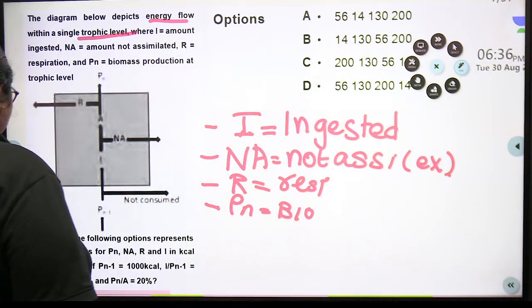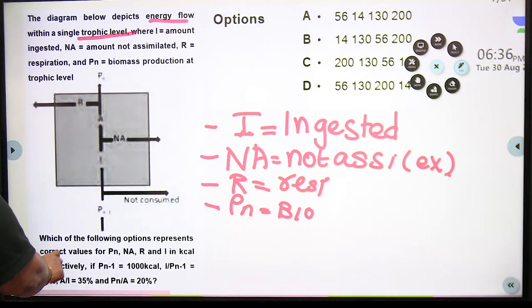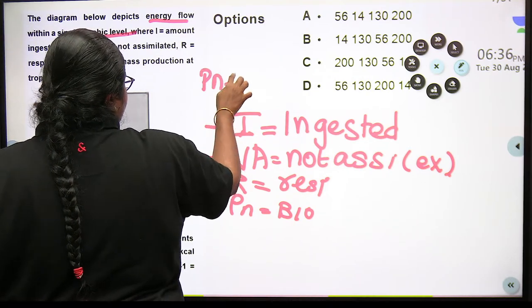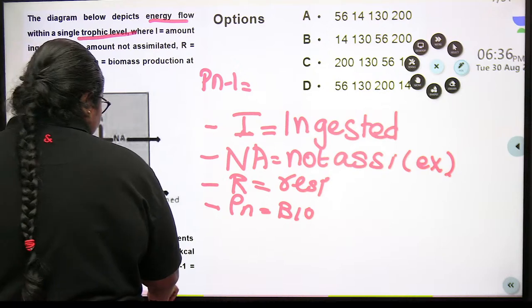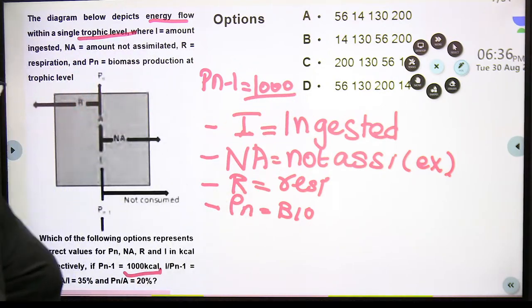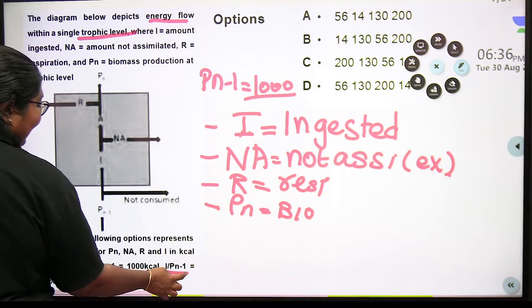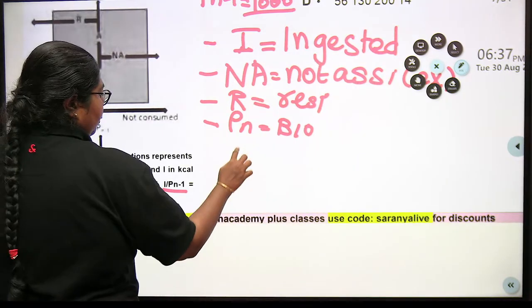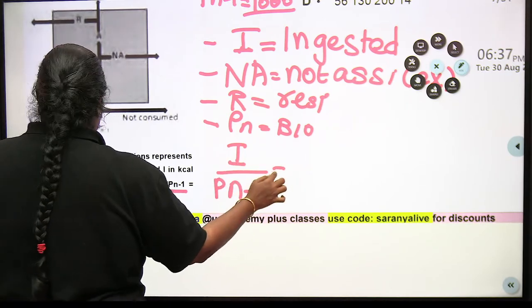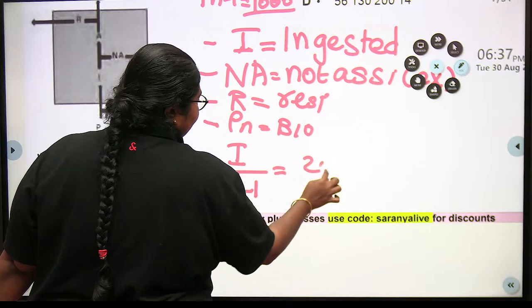Yes. So now let us take it. They have given that Pn minus 1 is going to be 1000. And they have given one more clue. What is the one more clue? I means ingestion. I divided by Pn minus 1 is equal to 20%.